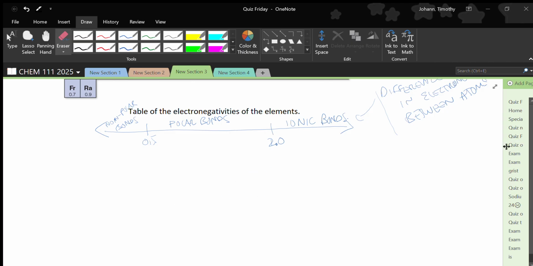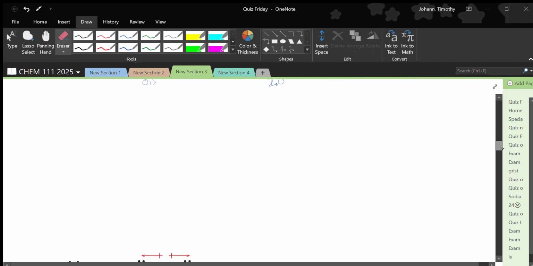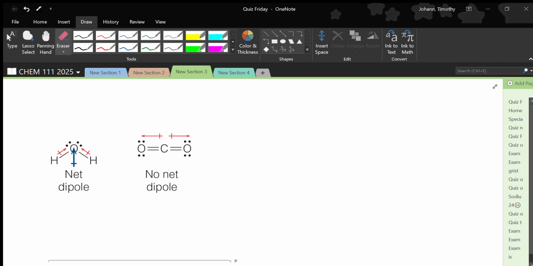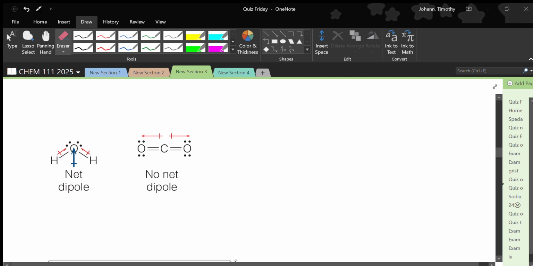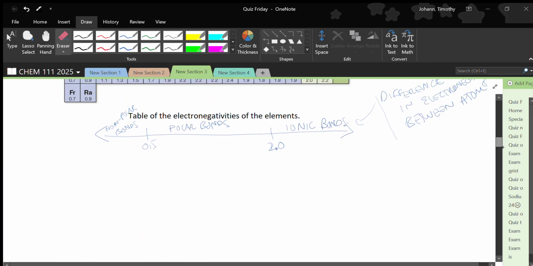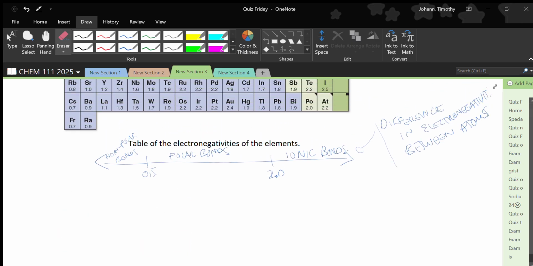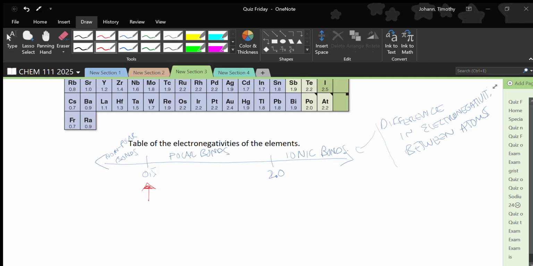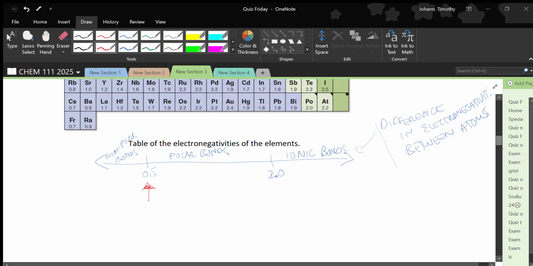All right, so let's talk about polar molecules. For ionic, I'm not sure on that line. But for polar versus nonpolar, I'm sure. We use this rule a lot. So let's concentrate on that line right there.